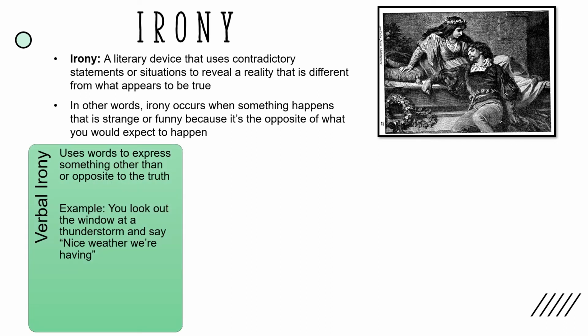Verbal irony uses words to express something other than or opposite to the truth. For example, you might look out the window at a thunderstorm and say, "Nice weather we're having." In this example, you're using irony to suggest that the weather is, in fact, not nice at all.